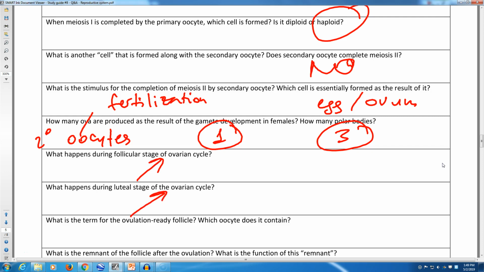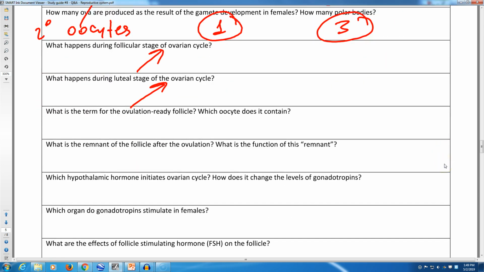During the follicular stage of the ovarian cycle, follicles are formed. In the luteal stage, the corpus luteum is well developed and produces hormones necessary for the implantation of the fertilized ovum into the endometrium. The ovulation-ready follicle is the vesicular or antral follicle. It contains the secondary oocyte. The remnant is the corpus luteum. Its function is producing progesterone and estrogen.